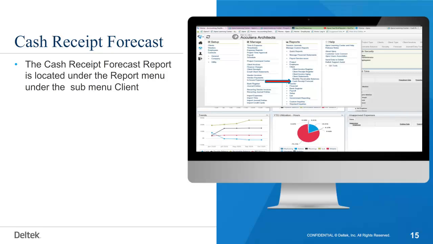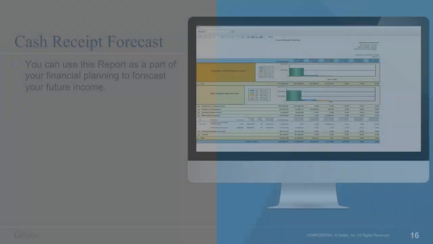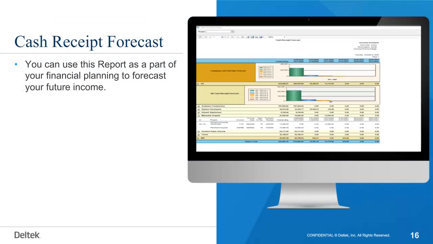The Cash Receipt Forecast report is located under the Report menu under the submenu Client. You can use this report as a part of your financial planning to forecast your future income. This report displays the expected cash receipts for the next 6 weeks, months, or quarters. You can choose the period basis that you want in the Customize options on the top right of the report.